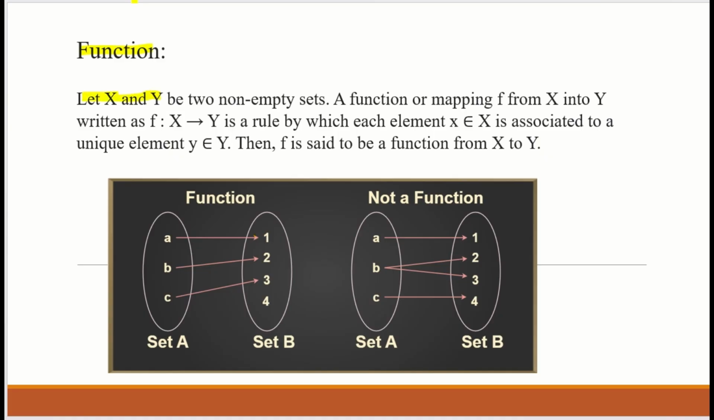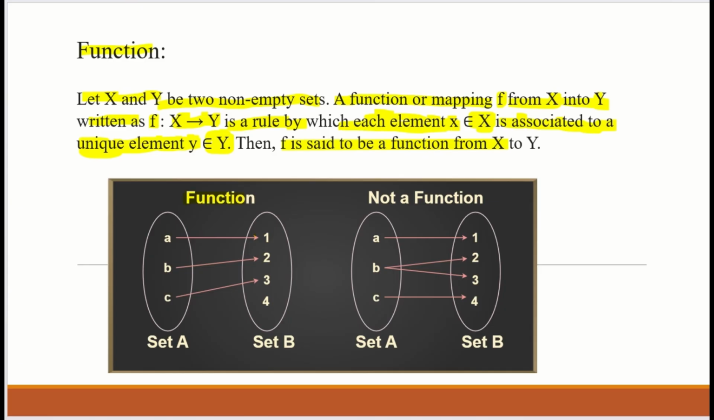Let X and Y be two non-empty sets. A function or mapping f from X into Y, written as f: X to Y, is a rule by which each element x in the set X is associated to a unique element y in the set Y. It means that every element x in the set X is associated with a unique element y in the set Y. Then f is said to be a function from X to Y.